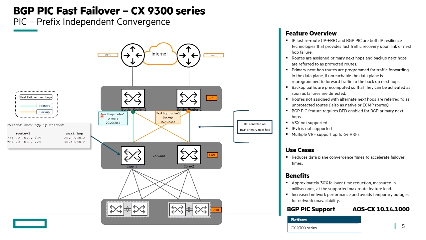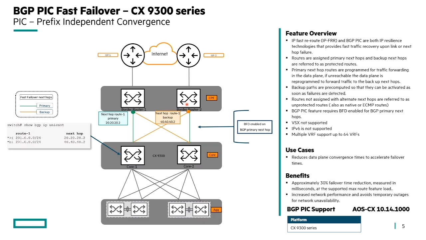We've got the primary next hop in green and the backup next hop in amber, and you can see each switch, core 1 and core 2, has a primary next hop for its uplink, going to border router 1 for core 1 and border router 2 for core 2. Routes are assigned primary next hops and backup next hops, and these are referred to as protected routes. If we take this example, an extract from the core 1 routing table, we've got a route 201.0.0.0 with next hop 20.20.20.2, and the backup next hop is 40.40.40.2, which is on CPE border router 2.